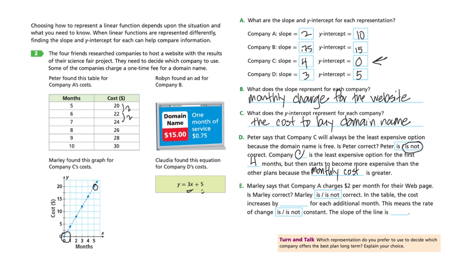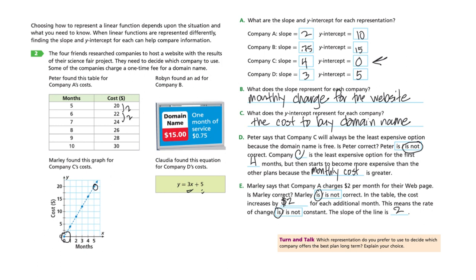Marley says company A charges $2 per month for their webpage. Is Marley correct? Yes, she is correct. In the table, the cost increases by $2 per month for each additional month. This means the rate of change is constant. The slope of the line is 2.